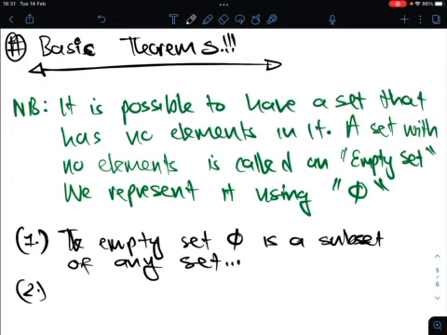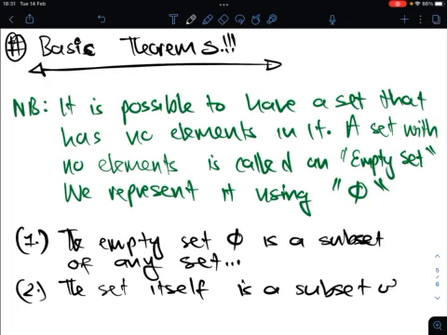Then two, the other thing that you should know is that a set itself is a subset of itself. Because subsets are built by extracting things from another particular set. So let's say I take everything that is inside. It means I reproduce that original set that I had before. So this is how everything goes.